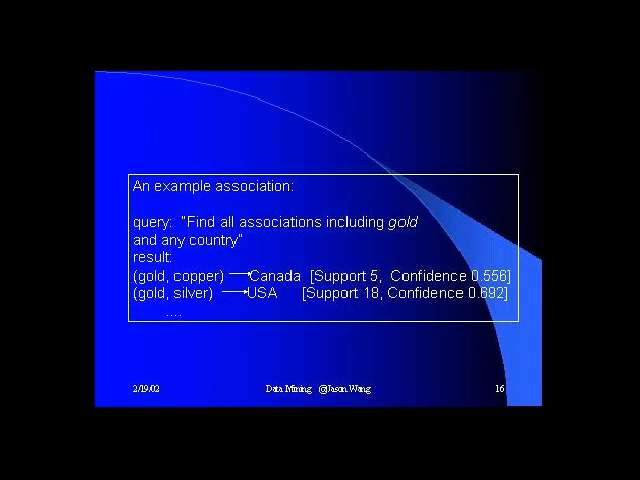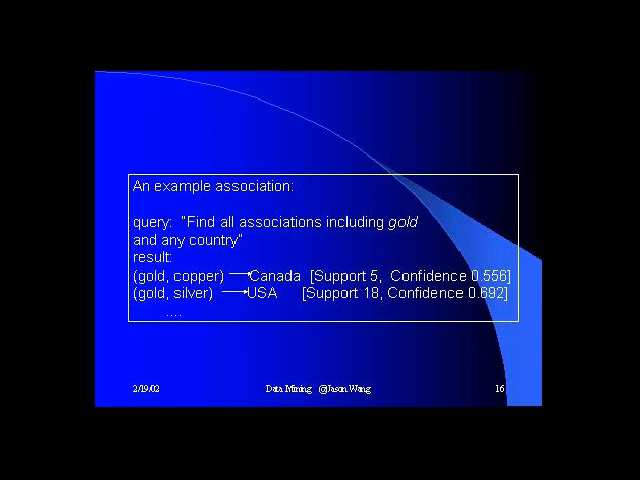Find all associations including gold and any country. So here's the result. You have gold, copper, that implies Canada. The support of this rule is 5, meaning that there are 5 documents in your database that contain gold, copper, and Canada.